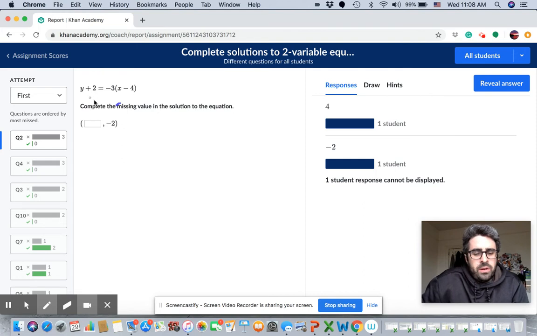So in a two variable equation, you might see this in many different forms. This is just one form of this. And here it's asking you to complete the missing values in the solution to the equation. So it gives you a coordinate pair. So remember, this is always the x coordinate. That's always listed first, and the y coordinate.